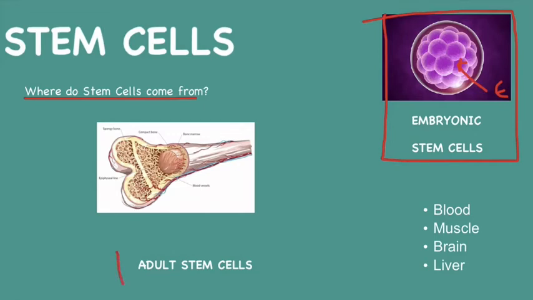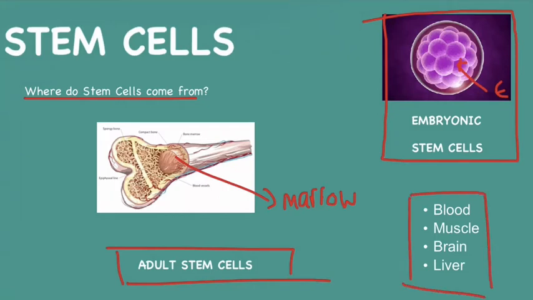And because it's from the adult organism, these are called adult stem cells. So where are they found in the adult? Well, there's a soft region inside the bone known as the bone marrow, and this is where we primarily find our adult stem cells, although scientists have found that stem cells can be found in other parts of the body, such as the blood, muscle, brain, liver, etc. There's some other parts as well.